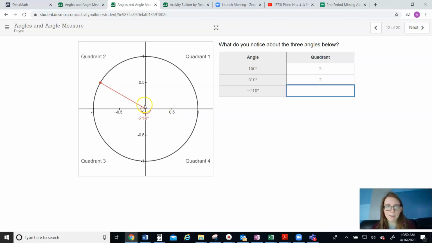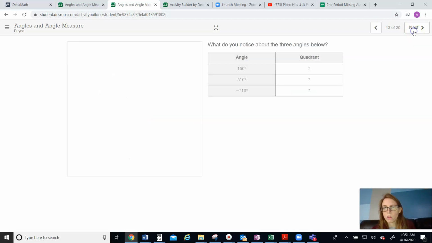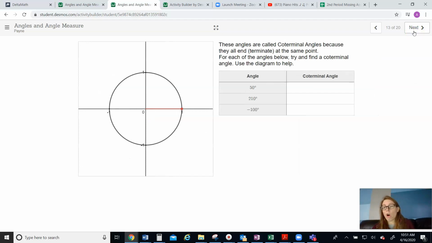It's also in quadrant 2. And when we go to our negative angle, again, if we look here, this line where it ends didn't change, but now that angle is going backwards. Okay? So what you should notice about these three angles is they all end in the same exact place. And this is called, again, our terminal side. These angles are called coterminal angles because they all end. Another word for end is terminate. So they all end at the same point.